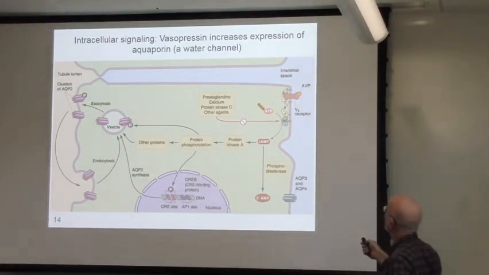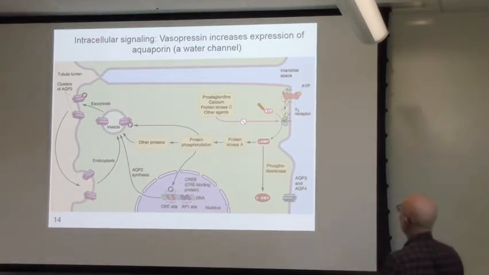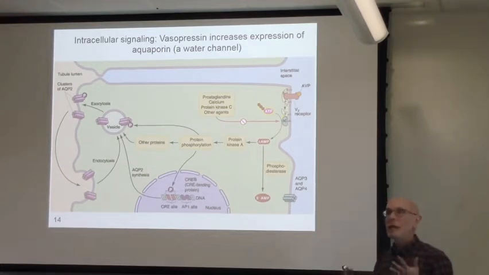What is this? You're going to tell me the story. I'm going to point to it. What is this? Let's get oriented. Here's the tubular lumen. Here is the basolateral membrane. This is a medullary collecting tubule epithelial cell. An epithelial cell in the medulla collecting tubule. What is this?